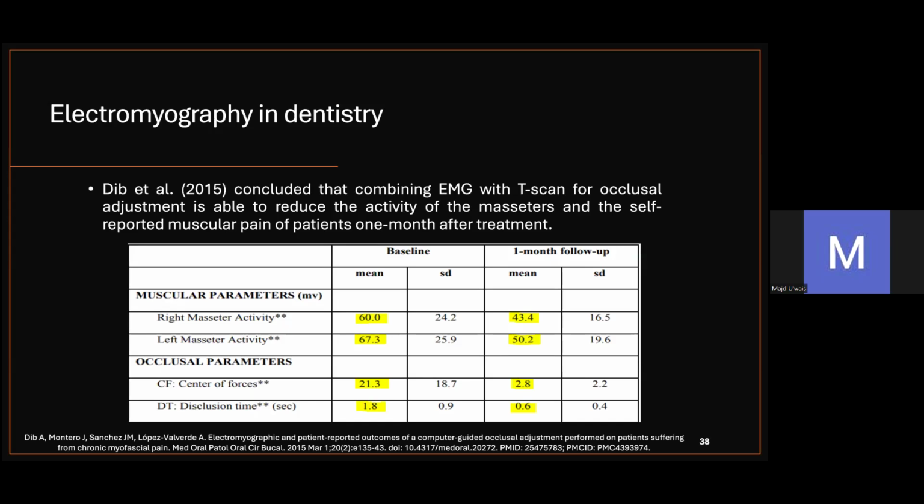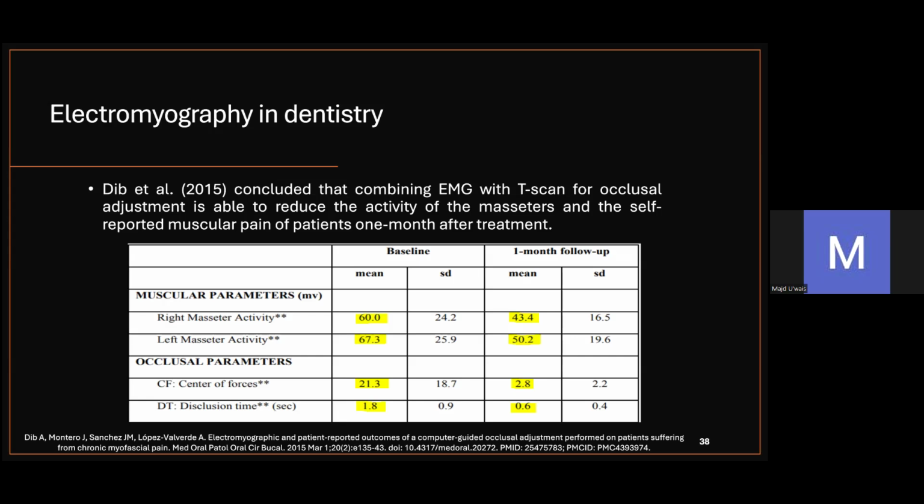They concluded that combining electromyography with T-scan for occlusal adjustment is able to reduce the activity of the masseter and the self-reported muscular pain of patients 1 month after treatment.